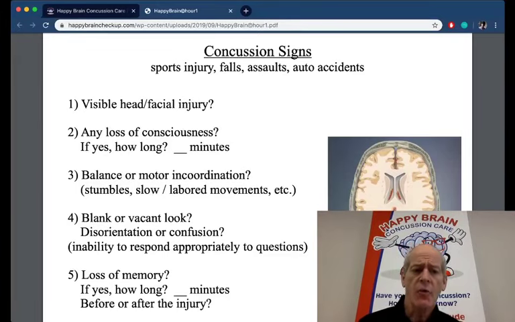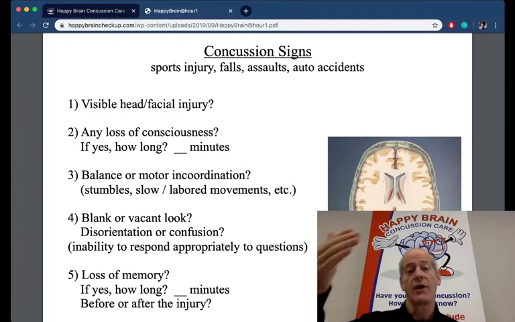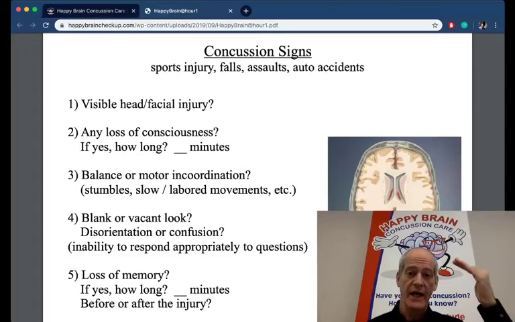So the number one sign of a concussion is a visible head or face injury. So if you see somebody with bleeding from their head, most likely they've hit their head on something and they've had a concussion.